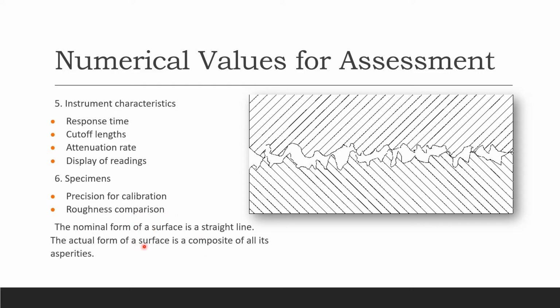So the nominal form of a surface is just a straight line, but the actual form of a surface is a composite of all of your asperities. Okay, asperities you can see only with the instruments. They are the variables and characteristics of your surface that we're trying to identify.